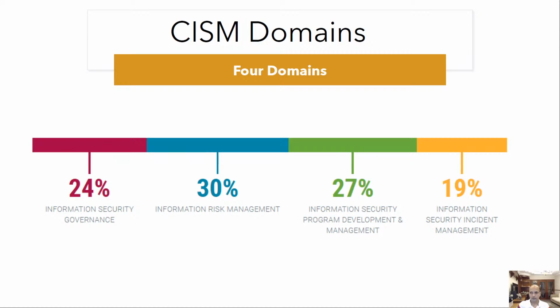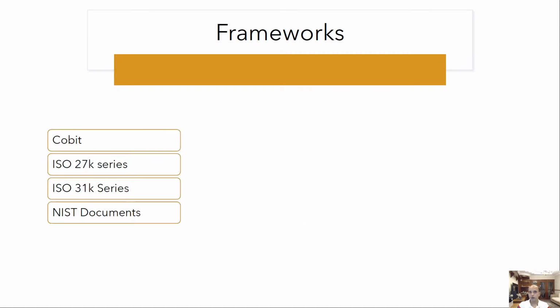So moving to the next one. This is one part. Now you understand the whole CISM. But as I told you, as an information security manager, you need to understand more. You need to have knowledge about the frameworks also. Which are those frameworks for which you need a complete understanding and knowledge? These frameworks are COBIT, the ISO 27000 series, the ISO 31000 series, and the NIST document.